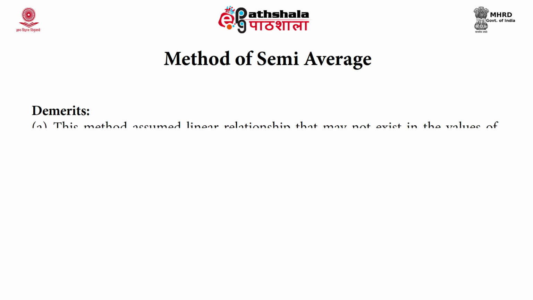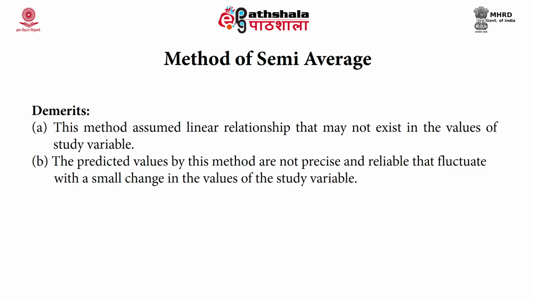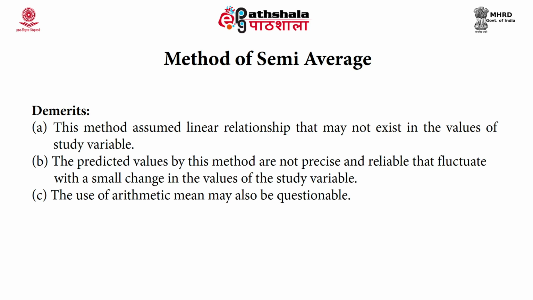What are the demerits? This method assumes a linear relationship that may not exist in the values of the study variable. The predicted values of this method are not precise and reliable, and they fluctuate with small changes in the values of the study variable. The use of arithmetic mean may also be questionable.